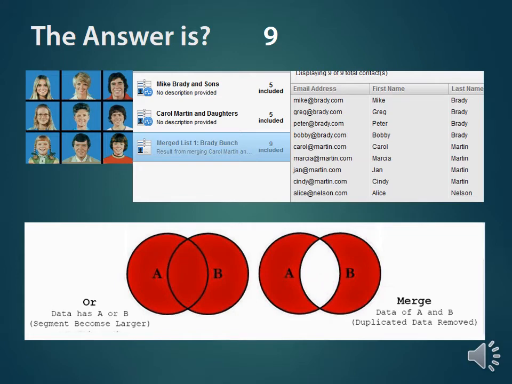I think most of you understand that, but when you're looking at this, the word or is the one that adds them together, or the word merge is the one that puts them together. And the duplicated data is not removed, it's just simplified. If it's a duplicate, then it's only counted once.